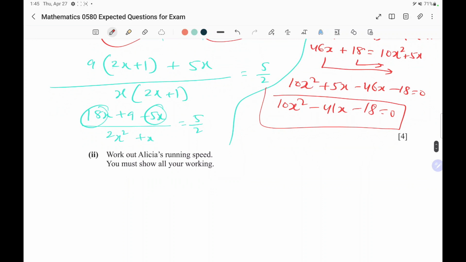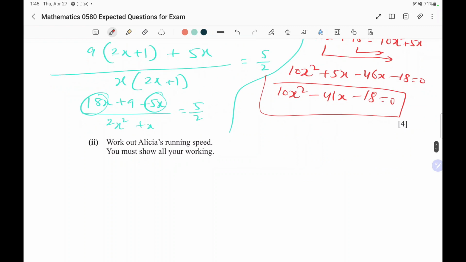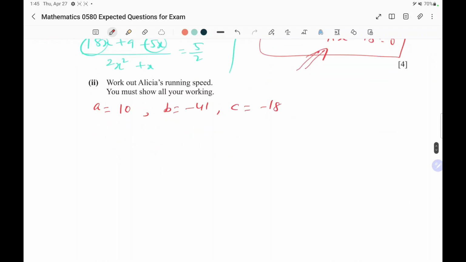Work out Alicia's running speed. Now they are just asking us to solve that. No method is mentioned over here, so it is better to use the quadratic formula. Here a is 10 because ax squared plus bx plus c. A is 10, b is minus 41, and c is minus 18.